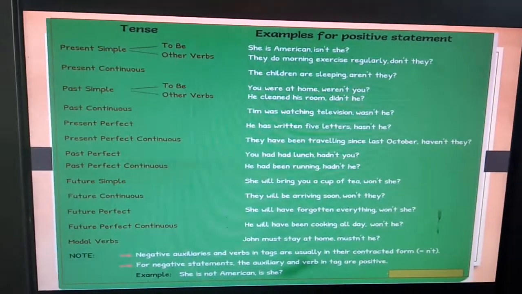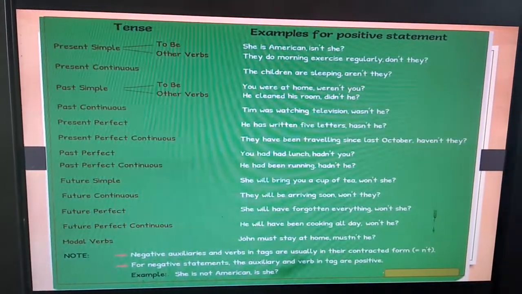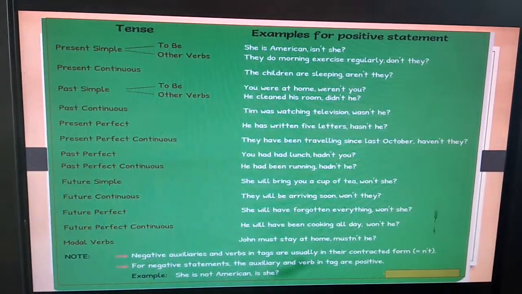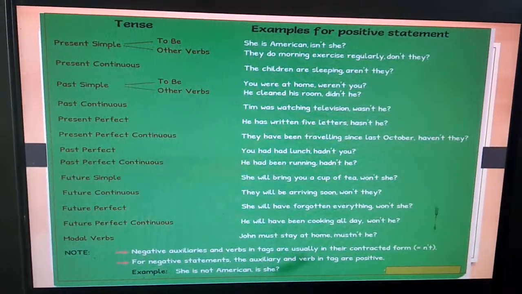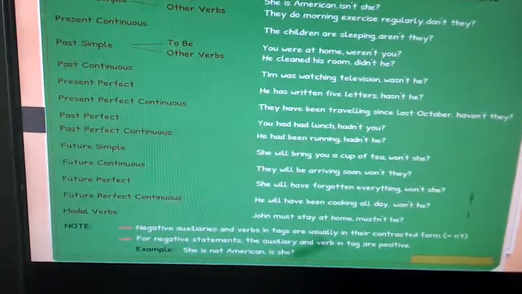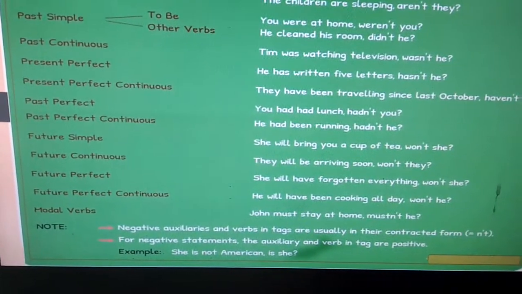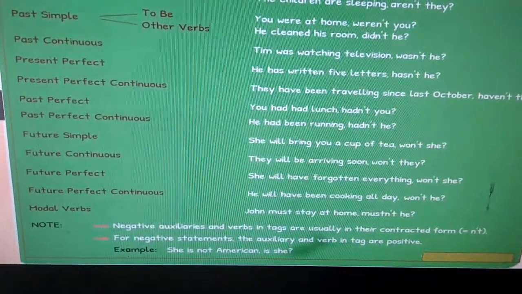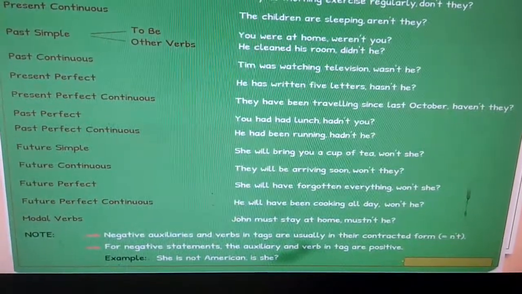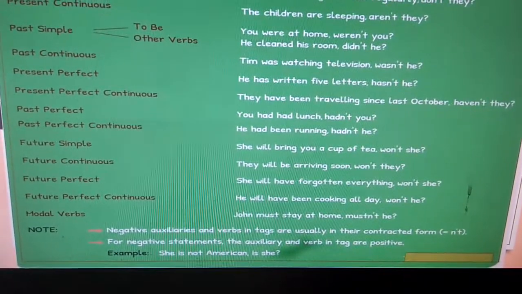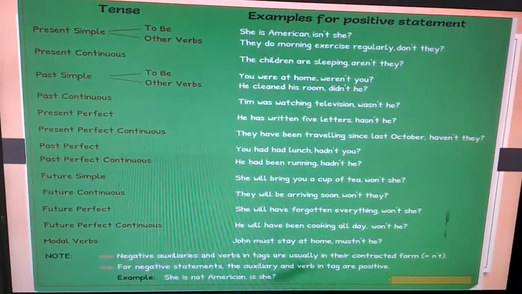Only we have to take care, if these verbs are not there, then we have to see the main verb's form, whether it is V1 or V2. According to that, we have to use do, does or did. Now here also one more note is given. Negative auxiliaries and verbs in tags are usually in their contracted form. Already we have discussed this. For a negative statement, the auxiliary and verb in the tag are positive. She is not American, is she? This all with the detailed examples we have learned earlier.